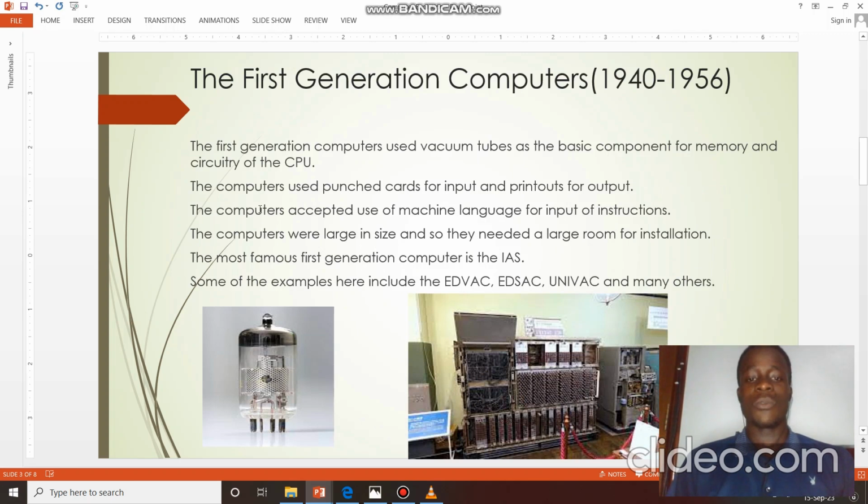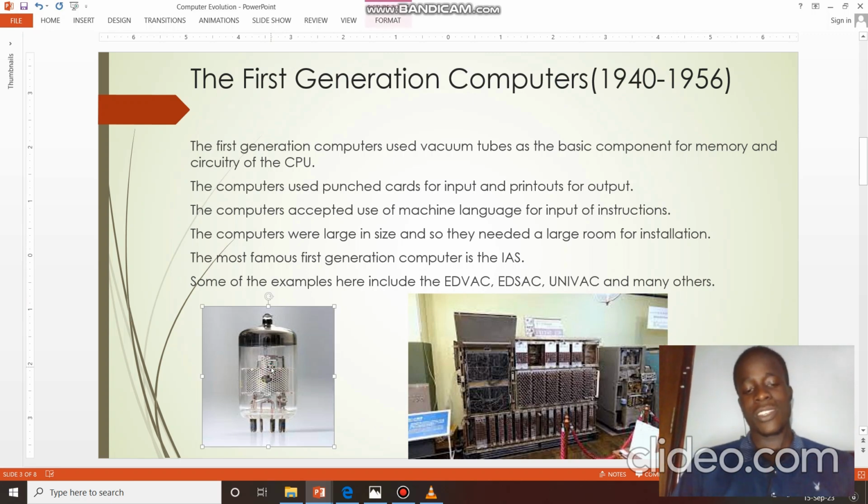The first generation of computers was designed from 1940 to 1956. First generation computers used vacuum tubes as the base component for memory and the circuit CPU. As you see here, an example of a vacuum tube, all glass inside the vacuum, with wires at the bottom here. This is what was used for the circuit CPU.